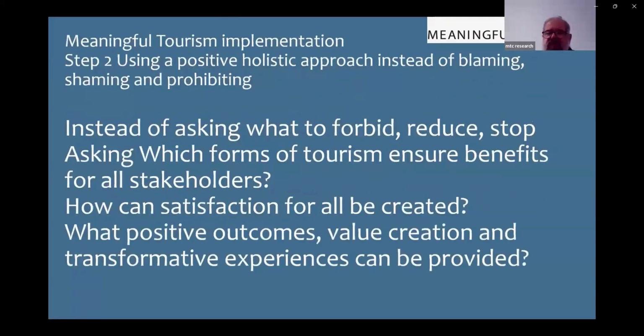So instead of asking what to forbid, what to reduce, what to stop, better ask which forms of tourism ensure benefits for all stakeholders. And we can see that all-inclusive beach resorts or giant cruise ships are not a form of tourism ensuring benefits for all stakeholders, to give just a few examples. So ask, how can satisfaction for all be created?